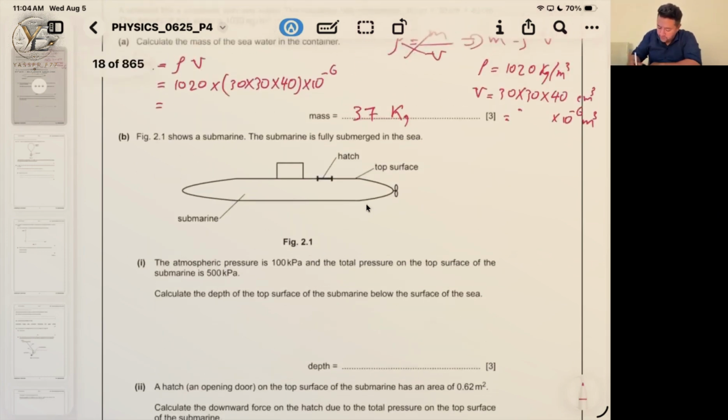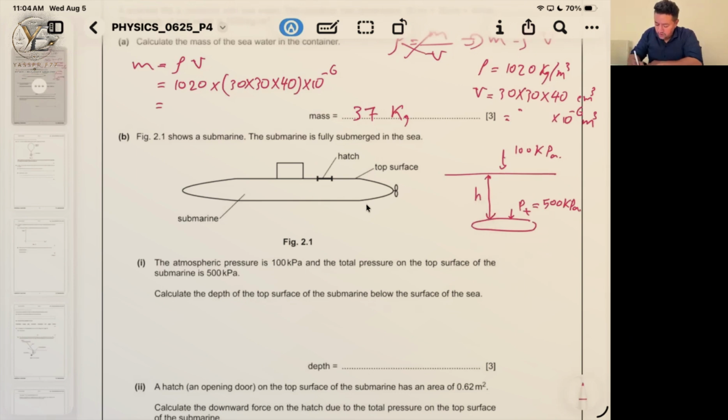Okay, we have the submarine. We are going to assume here is the submarine, here is the surface of the water. He said the atmospheric pressure is 100 kilopascals, and the total pressure on the top surface, P total, equals 500 kilopascals. Calculate the depth. It is asking for H. What is the total pressure here?